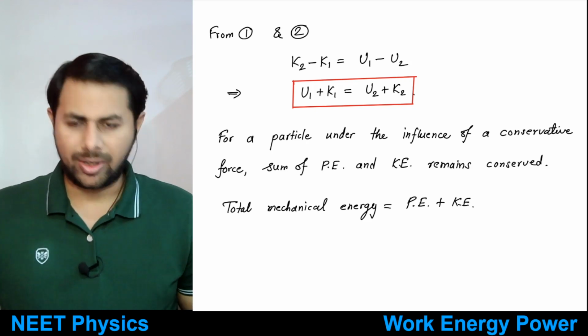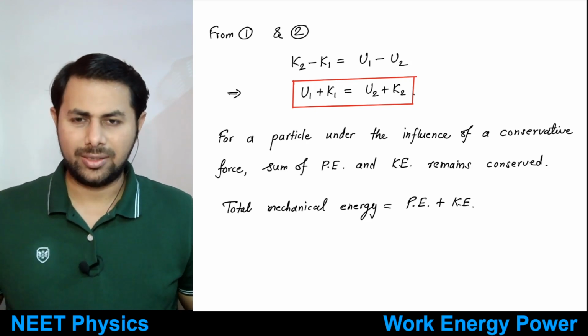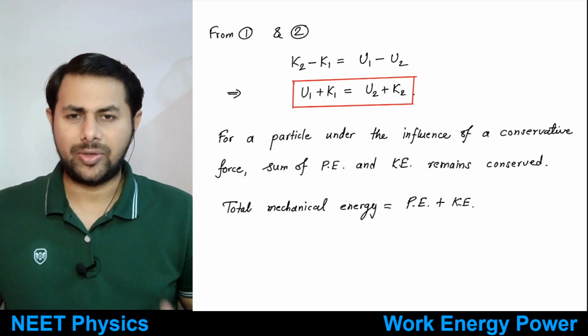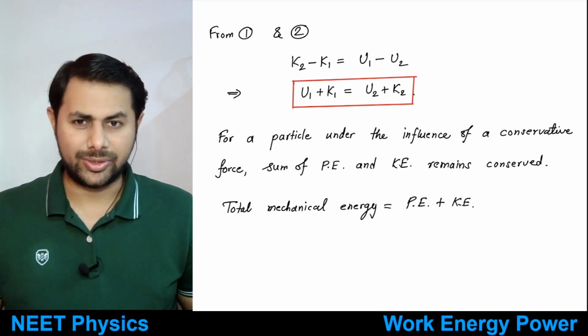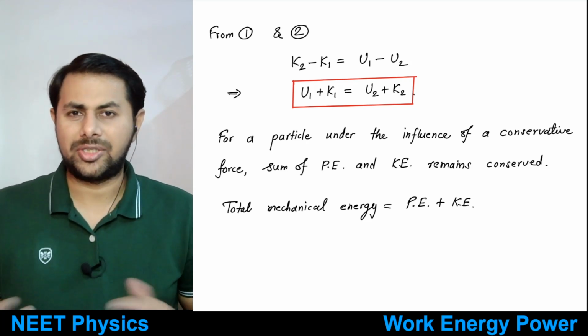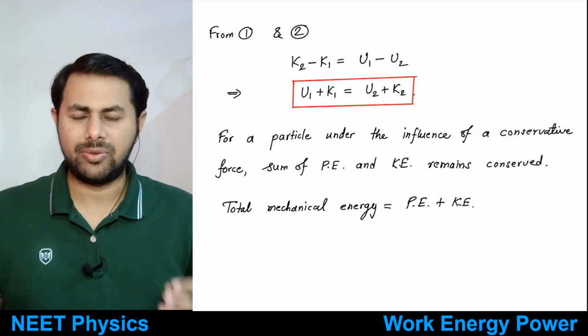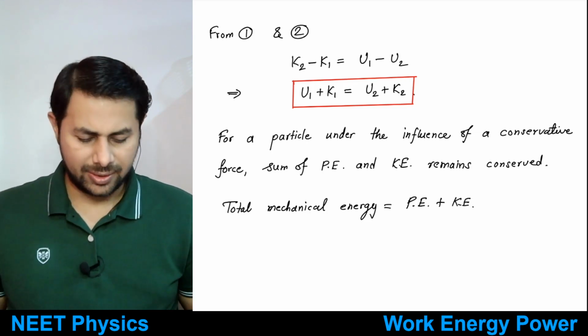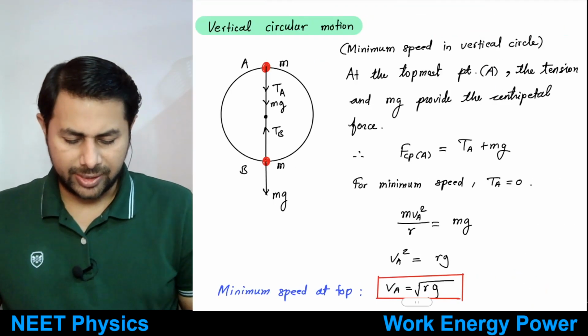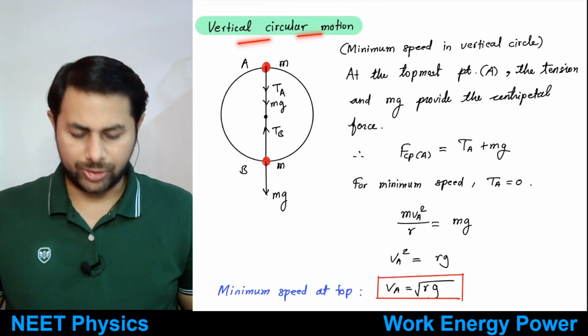So if there is some non-conservative force acting on the particle, then what will happen? Some energy will be lost doing work against that non-conservative force. Okay, for an example, friction. So if there is friction involved, then some energy will be lost, right? Okay, so now let's apply this law of conservation of energy to vertical circular motion.